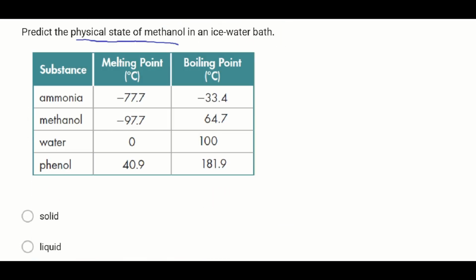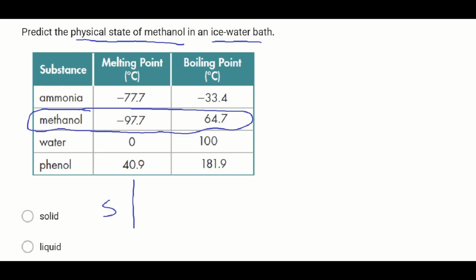What is the physical state of methanol at a temperature near ice water? Well, ice water is near 0 degrees Celsius. And we need to consider the second row because that's the data with methanol in it. So melting point separates solid from liquid. And boiling point is the boundary between liquid and vapor. And because 0 degrees Celsius, because it's ice water, is between negative 97 and positive 64, methanol is a liquid.